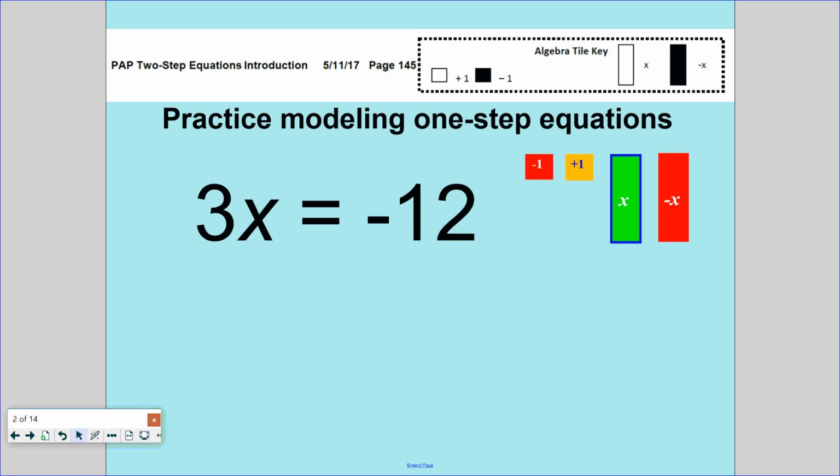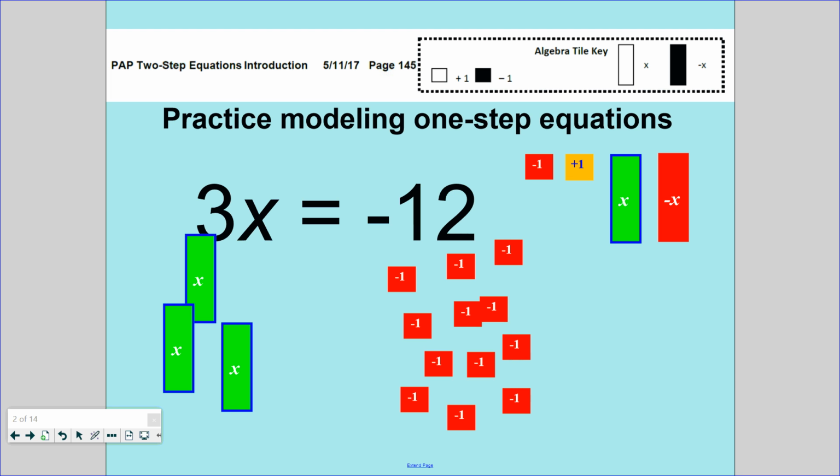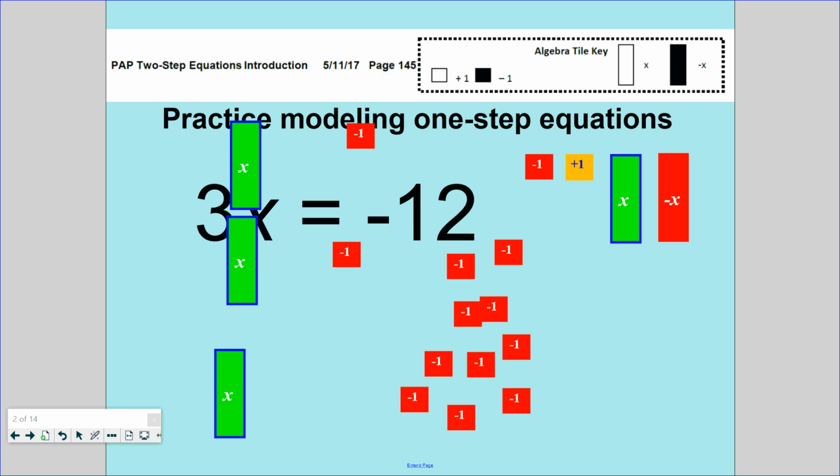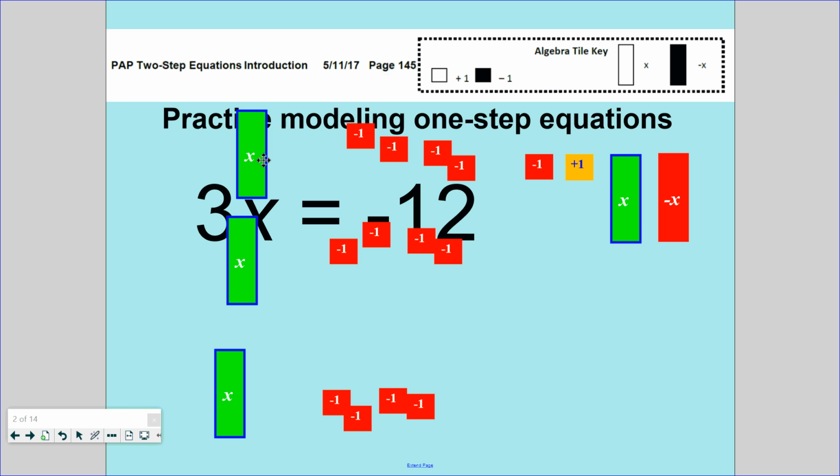So let's practice one more example of a one-step equation before we start our two-step equations. We have 3x is equal to -12. 3, 6, 9, 10, 11, 12. I want to solve for x, so I'm dividing the 12 negatives into 3 groups. And so each x is equal to -4.